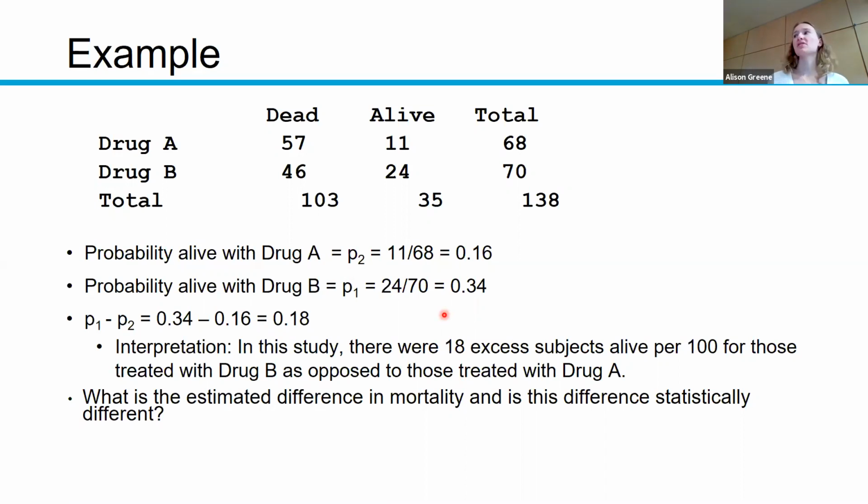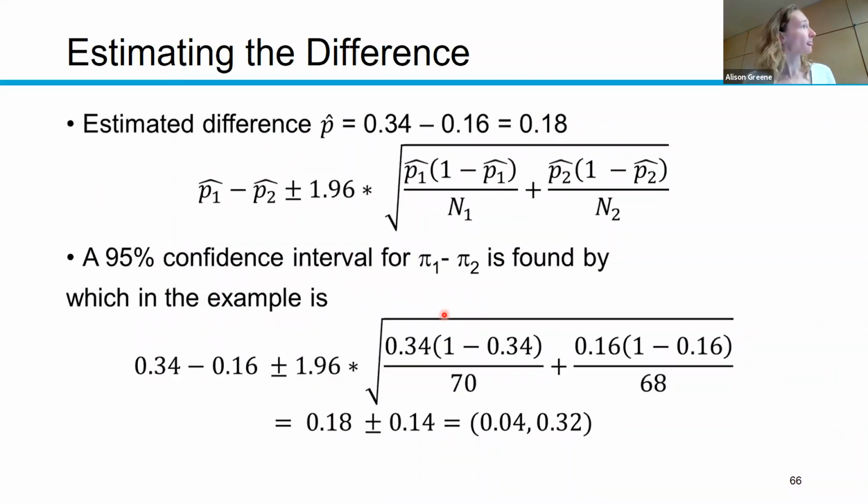So the interpretation of just that point estimate is, in this study, there were 18 excess subjects alive per 100 for those treated with drug B, as opposed to those treated with drug A. What is the estimated difference in mortality, and is this difference statistically significant? We can use the confidence interval to determine that. So this is the formula, and then this is just plugging it in.